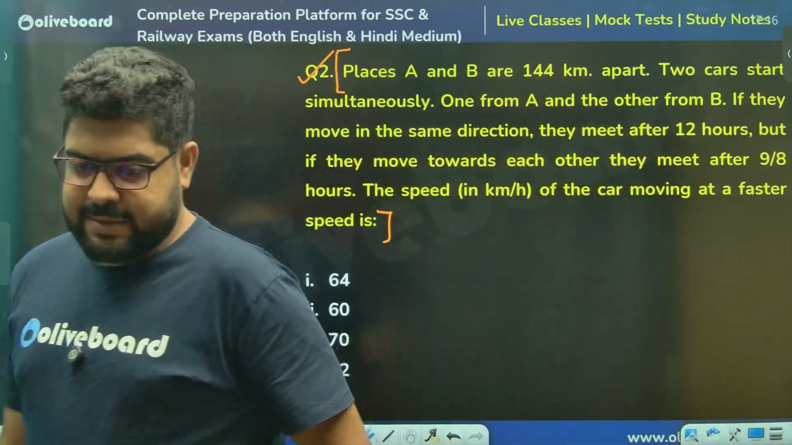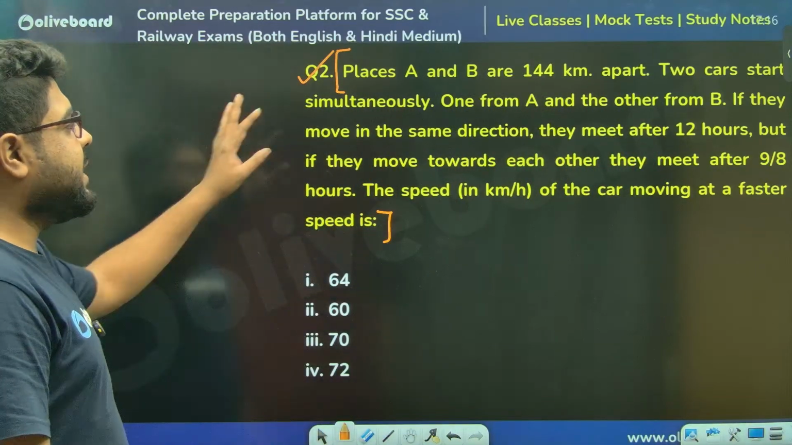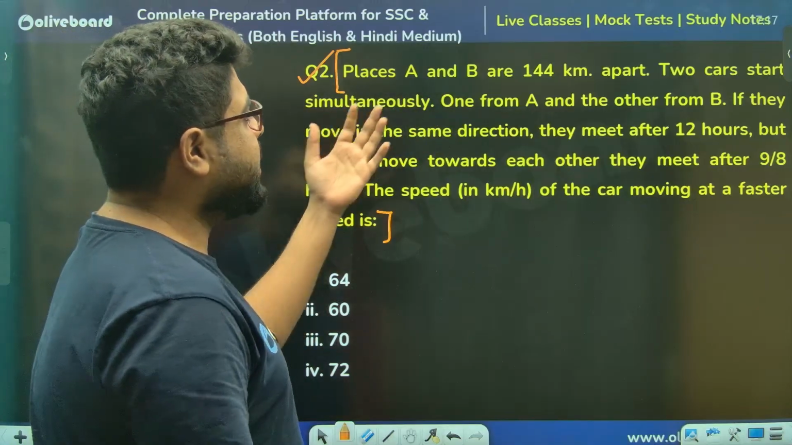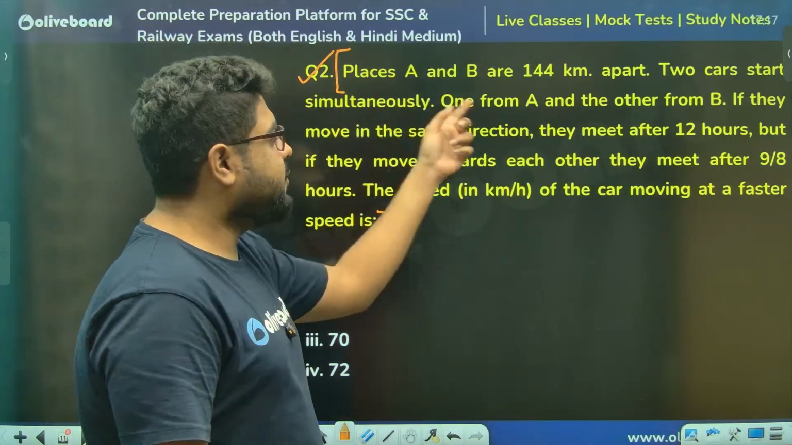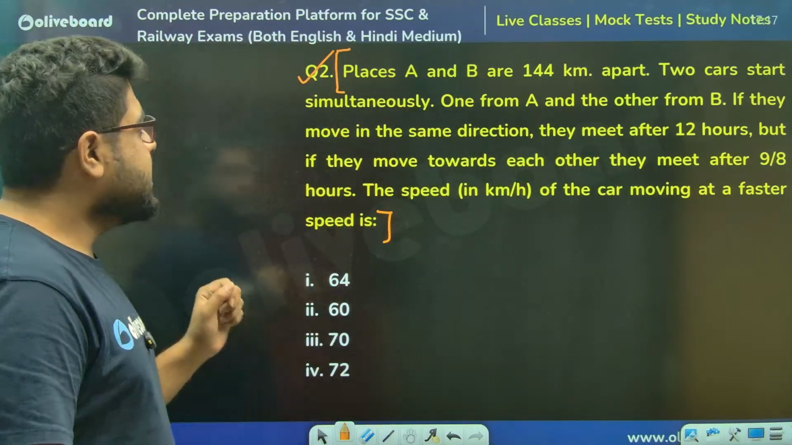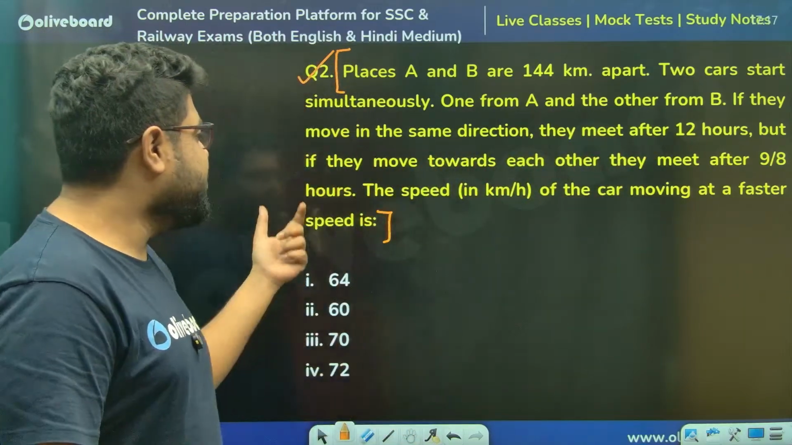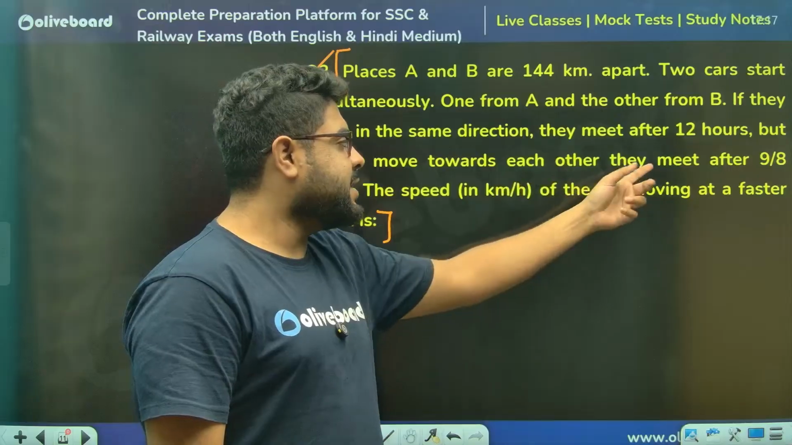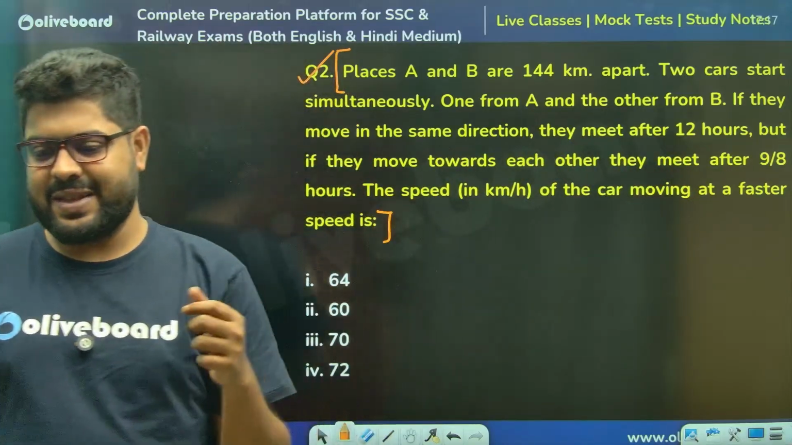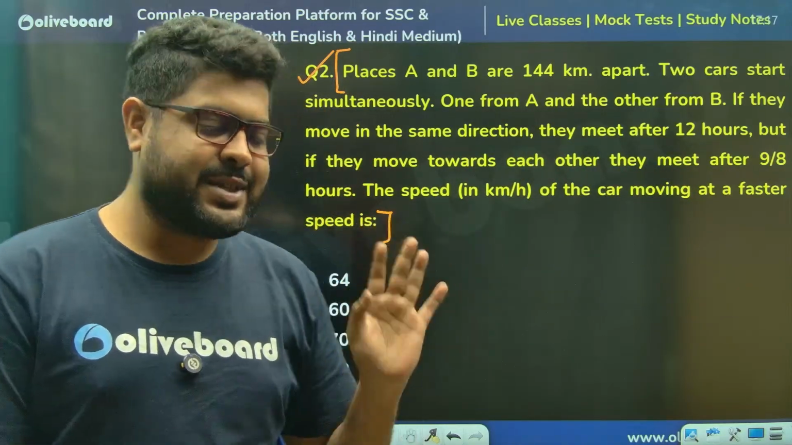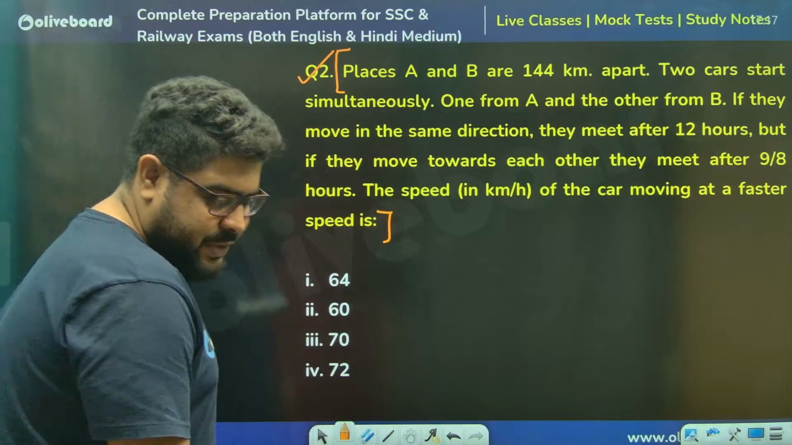Till now, nothing. Chalo. Places A and B are 144 kilometers apart. Two cars start simultaneously, one from A, the other from B. If they move in the same direction, they meet after this. If they move in the opposite direction, towards each other, then they meet after this. So, a formula, a small shortcut I had told you.